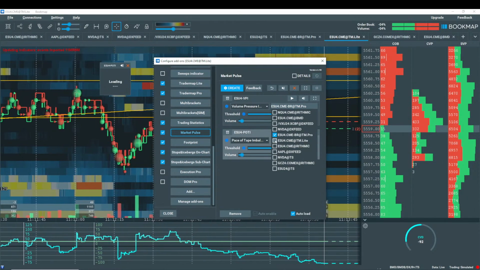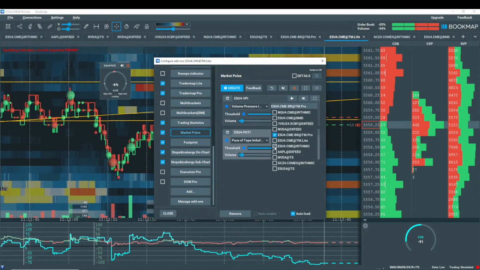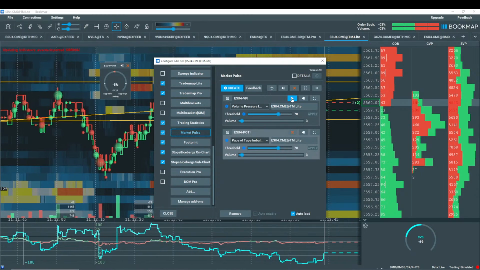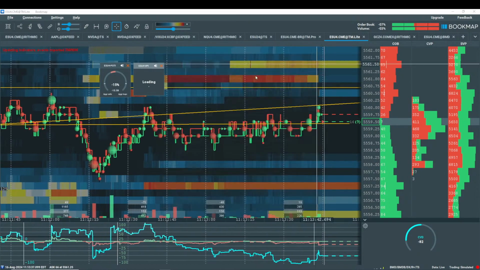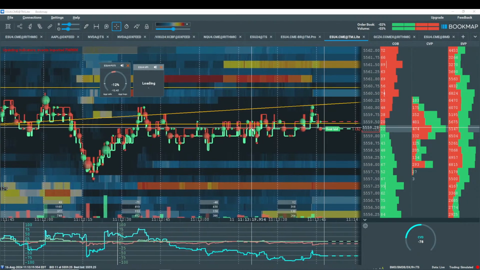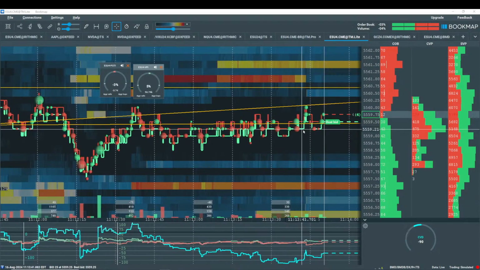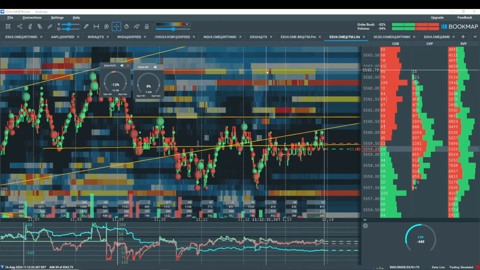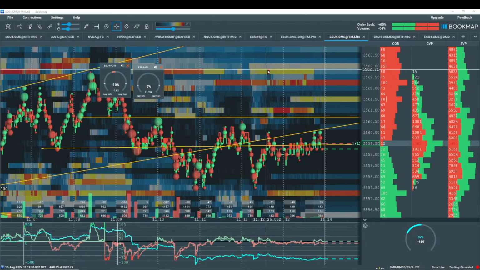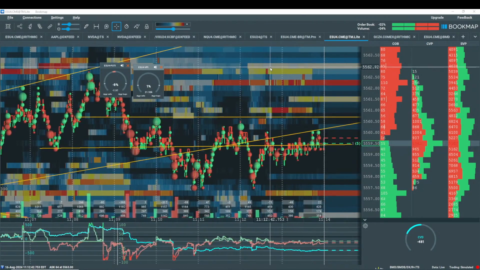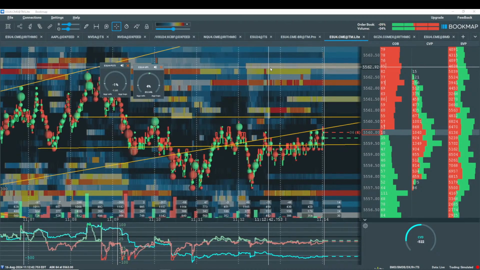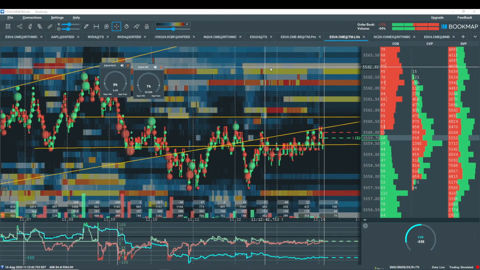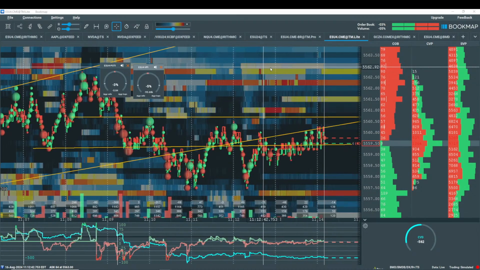Now, note here, you can select multiple instruments as well, so you can make a synthetic instrument of many. So you can use pace of tape and volume pressure for a bunch of bellwether stocks, and then look at the ES, for example. Well, no, it depends on the widget, which Market Pulse widget, Hector. We have multiple, right? So it really depends on which one you want to use.